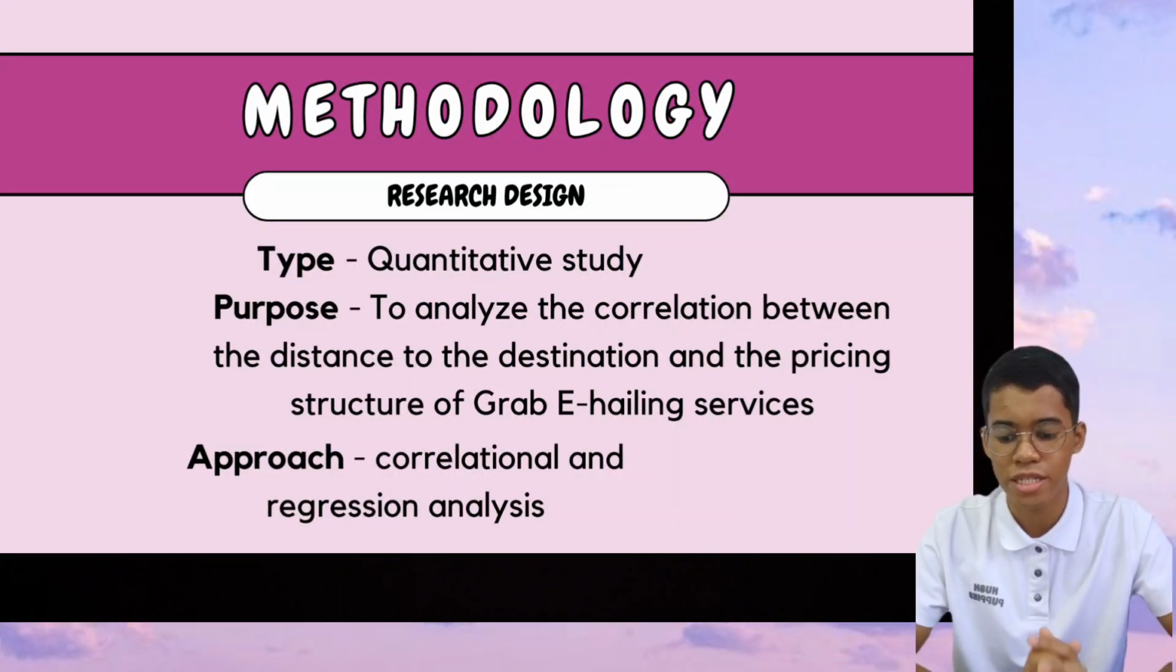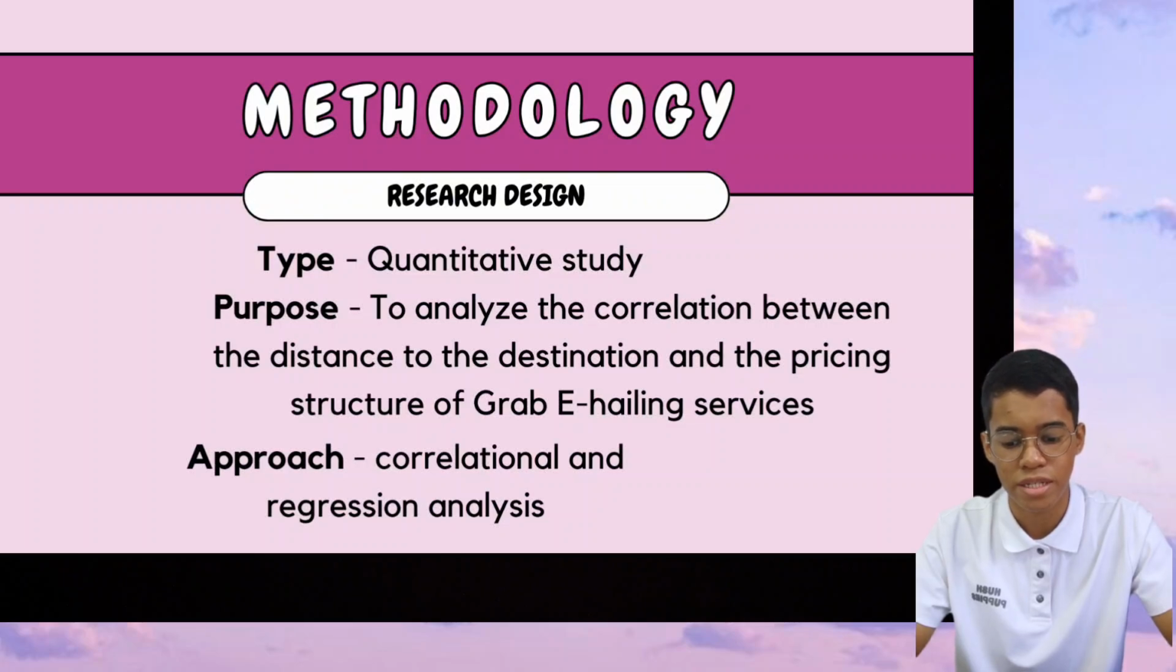Now for the methodology, I will explain about the research design. The type of research that we have been doing is a quantitative study. Quantitative data refers to numerical information that can be measured and expressed using numbers. Quantitative data allows researchers to perform various mathematical calculations like average, percentage, and other statistical analysis to interpret data and analyze patterns, relationships or trends.